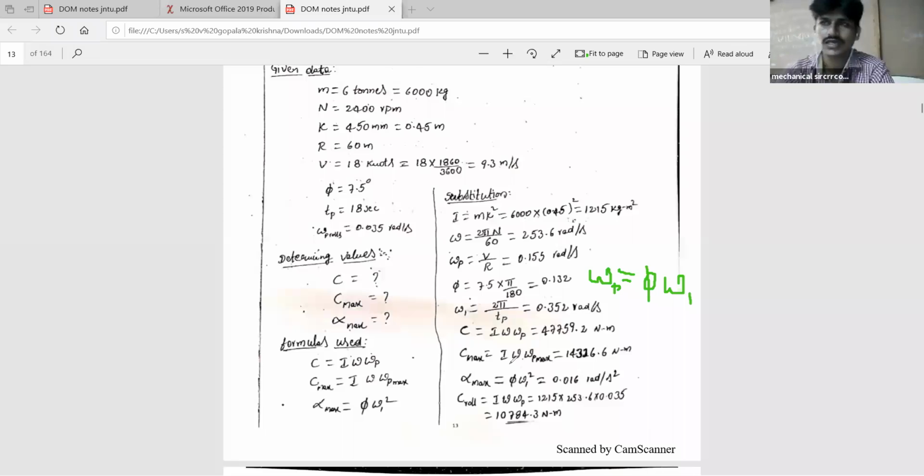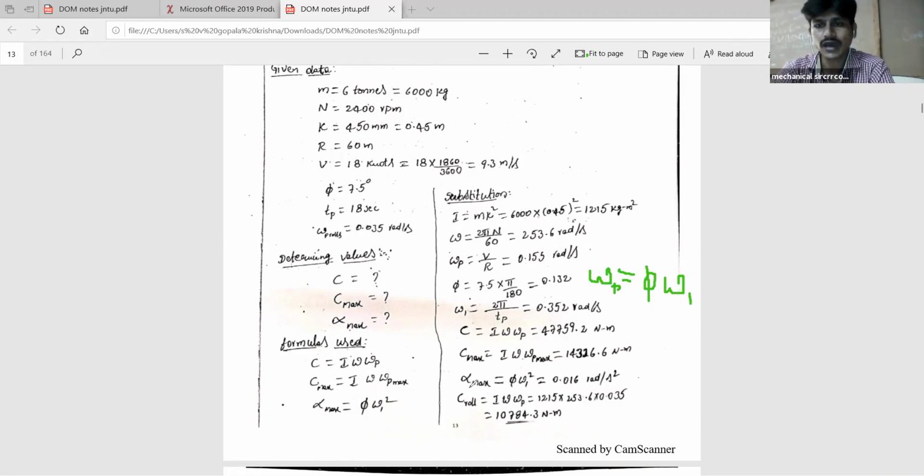So C max equals I omega P max. When you calculate that value, it comes to nearly 14326.6 Newton meters. When you calculate the particular terms, it may not come out exactly. Sometimes there may be some difference, but you will get appropriate values, not exact. So don't worry about exact values. Just get the procedure and the nearest values, which is enough. So that is the C max.